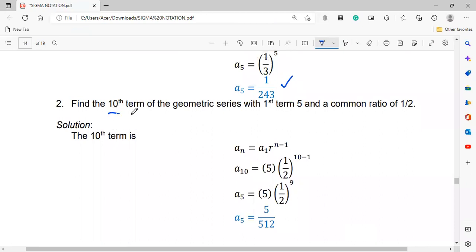Second, determine the 10th term of the geometric sequence with first term 5 and a common ratio of 1/2. So the 10th term is the product of the first term 5 and the common ratio 1/2 raised to 10 minus 1, which gives us 9. So the answer is 5 over 512. Remember, you're not going to approximate the answer, just enter the answer in fraction, and that is the exact.